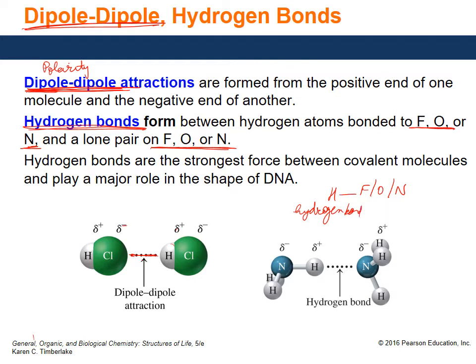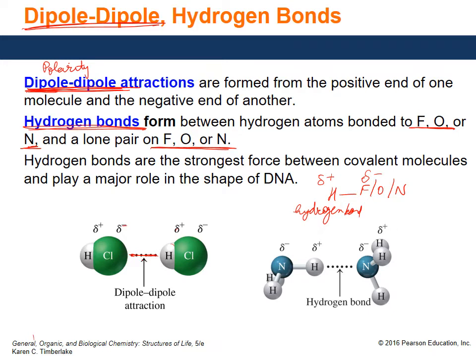Why? Because fluorine, oxygen, and nitrogen are very electronegative. So when hydrogen is bonded to any of these, this will have a partial negative. Hydrogen will always be partial positive. And these atoms are also electron rich. They have lone pairs. So this hydrogen, which is partial positive, will form a bond or force of attraction with those extra lone pairs. And that is called hydrogen bond.